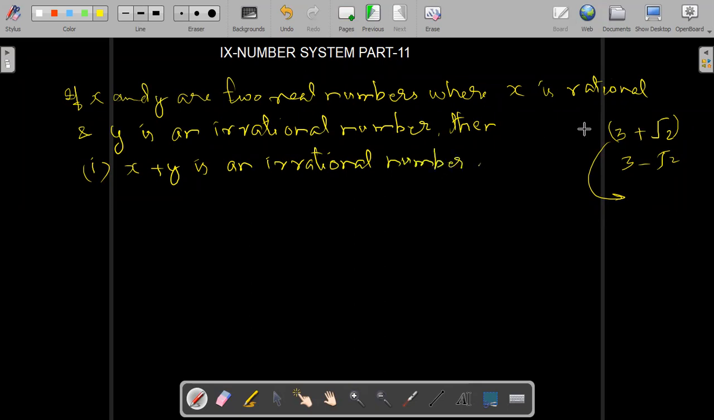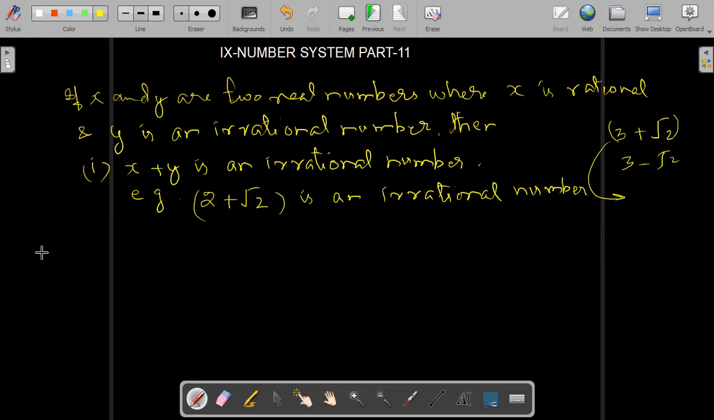For example, you take one irrational number and one rational number. x is a rational number, so you can take 2, and root 2 is an irrational number. 2 plus root 2, if you add, will be an irrational number. On adding rational and irrational, it will become an irrational number.